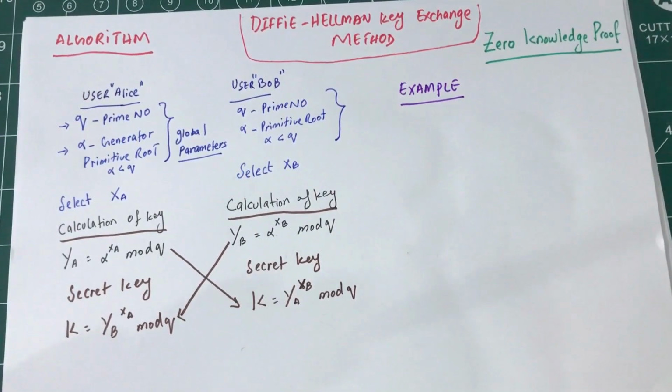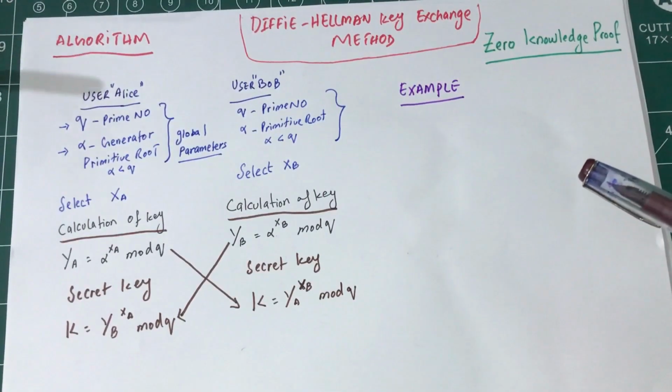Okay, so let's start a topic called Diffie-Hellman Key Exchange method, which is a very powerful technique that we use in cryptography to exchange a secret key between two parties, user A and user B. So let's go through the algorithm, and then we'll work out an example as well. So here's how the algorithm works.